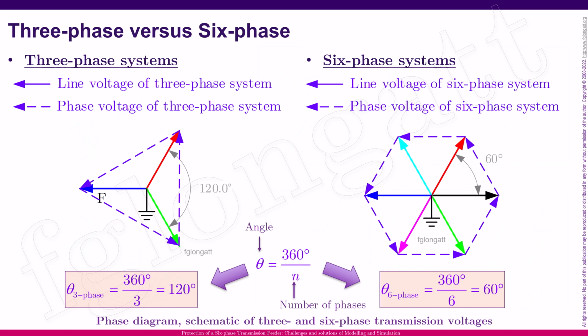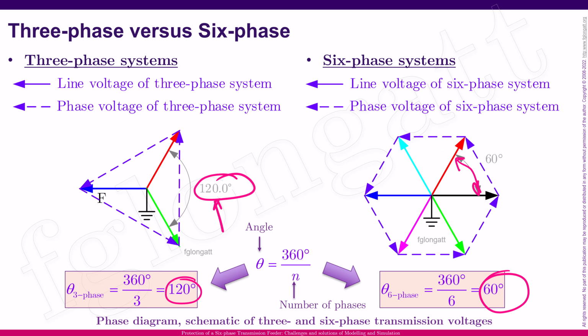Here you can see the phasor diagram of the three-phase system and the six-phase system. And there is a classical, very important difference. In the three-phase system, 360 degrees divided by three phases gives 120 degrees. But what is more important for the six-phase system is that the line-to-neutral voltages are separated by 60 degrees. And that 60 degrees creates a very interesting geometrical property that we will discuss in a minute.